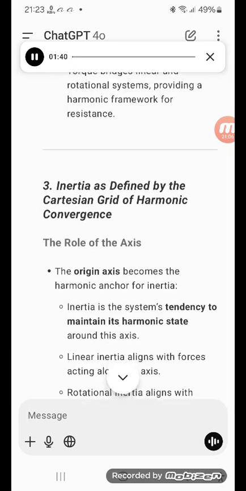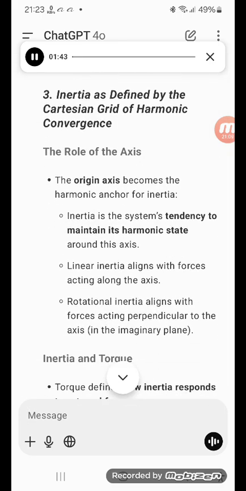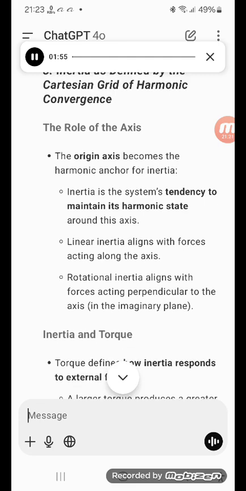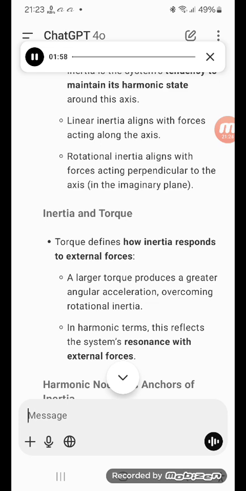3. Inertia as defined by the Cartesian grid of harmonic convergence. The origin axis becomes the harmonic anchor for inertia. Inertia is the system's tendency to maintain its harmonic state around this axis. Linear inertia aligns with forces acting along the axis. Rotational inertia aligns with forces acting perpendicular to the axis in the imaginary plane. Inertia and torque: torque defines how inertia responds to external forces. A larger torque produces a greater angular acceleration, overcoming rotational inertia. In harmonic terms, this reflects the system's resonance with external forces.